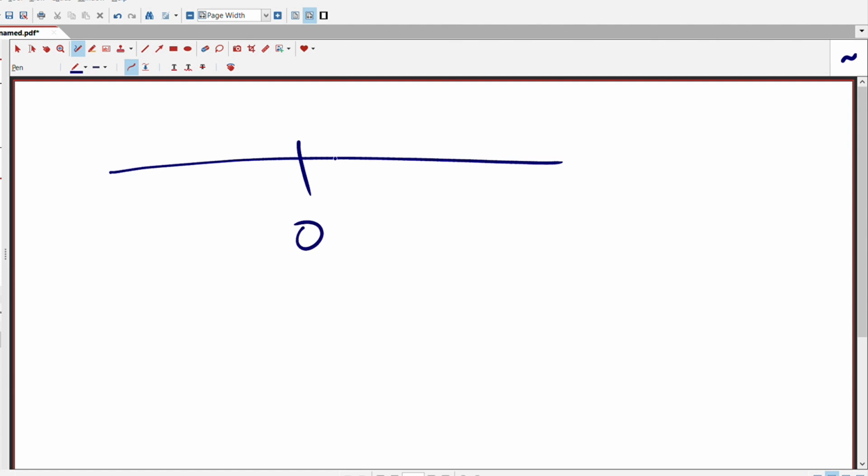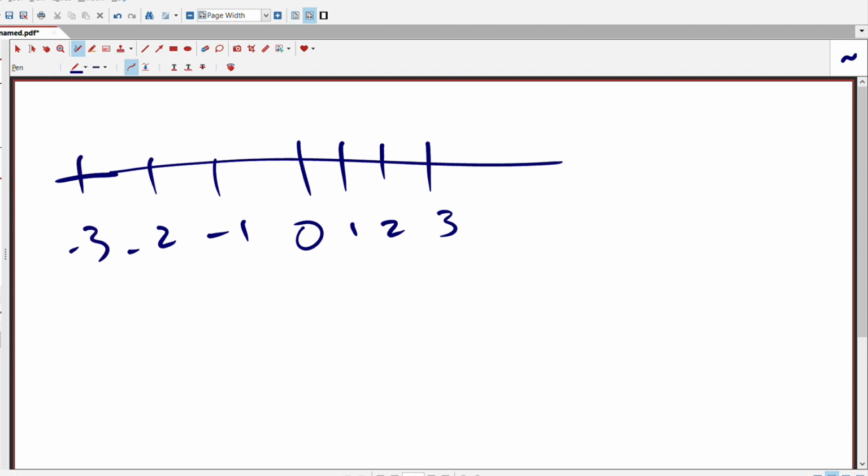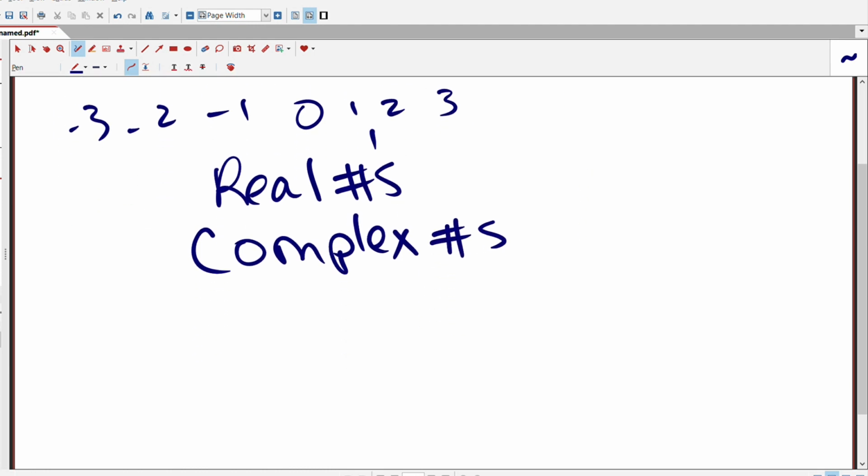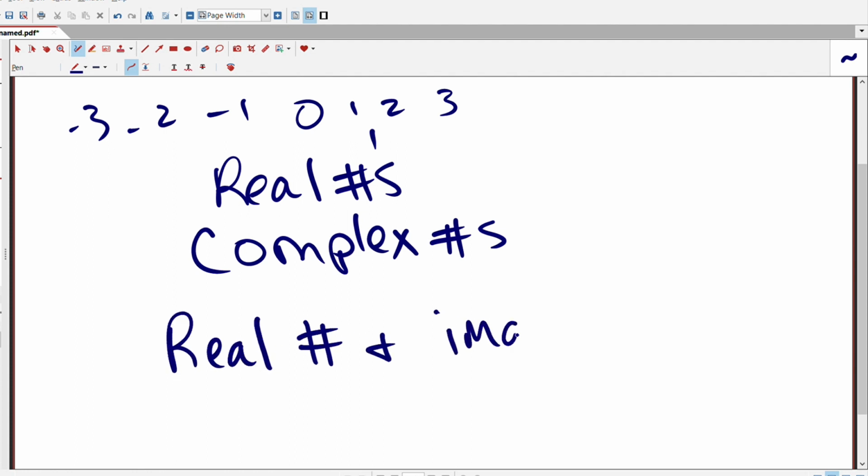We are all familiar with real numbers, which are any numbers that exist on the number line. It could be negative numbers, positive numbers, zero, fractions, and these are real numbers. And now I'm going to go over something called complex numbers. A complex number has a real number and an imaginary number. An imaginary number you will not find on the number line.